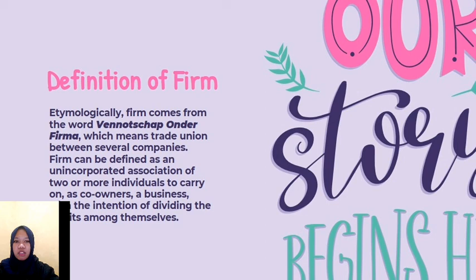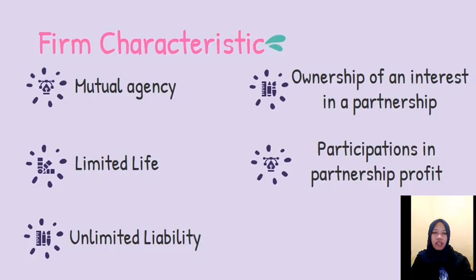The establishment of a firm is also very easy. It is enough to make an agreement between the parties and then register it at the state secretariat. The next topic is firm characteristic. First is mutual agency. Each firm partner is a representative or agent of the firm for their business purposes. Thus, any action taken by a partner, as long as it is still within the normal framework of the company's business, is an action of the firm.